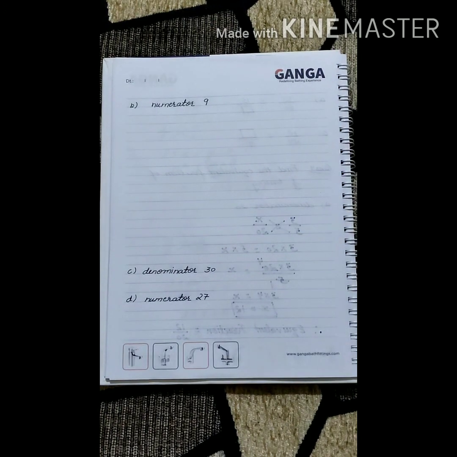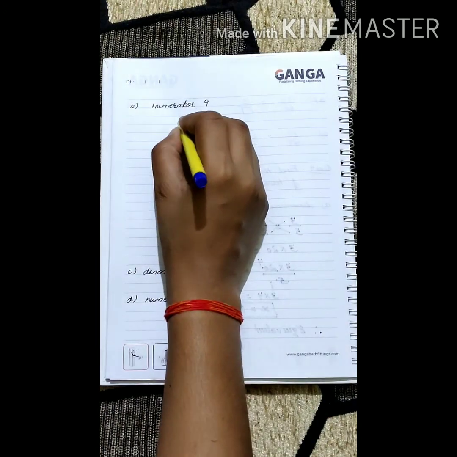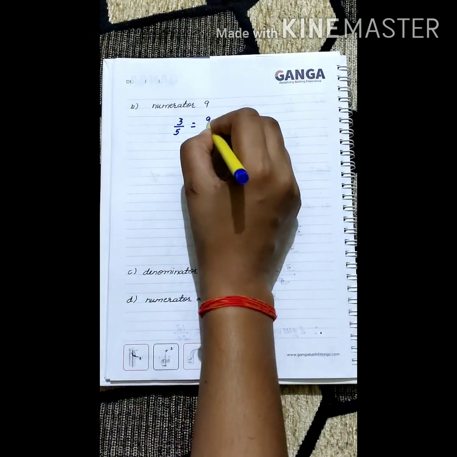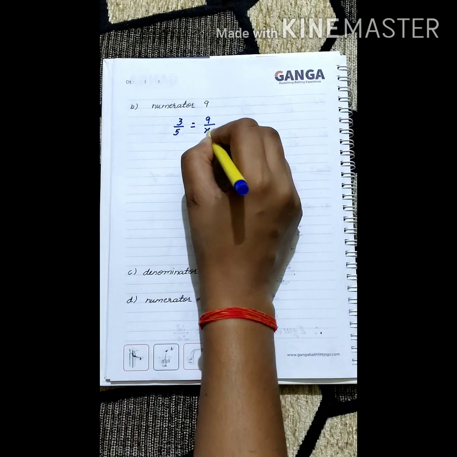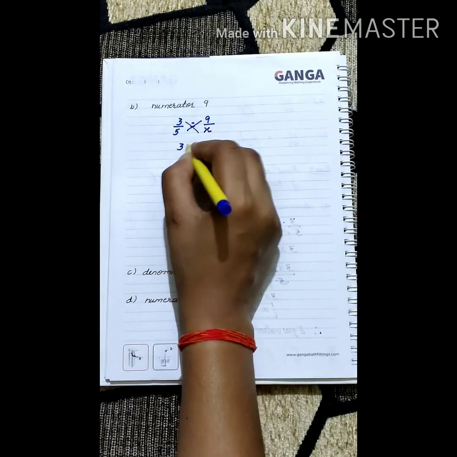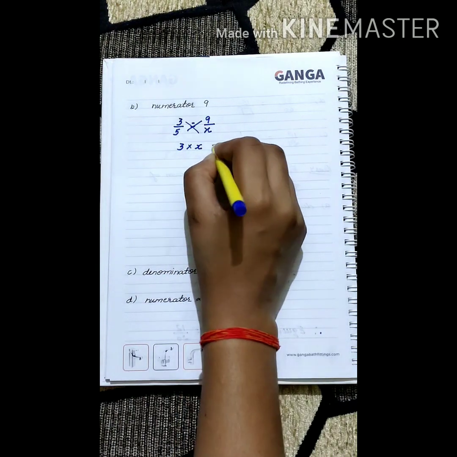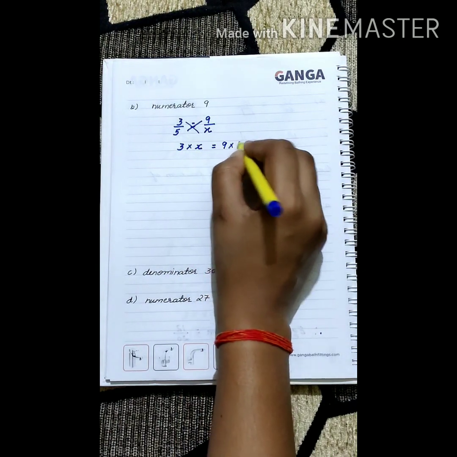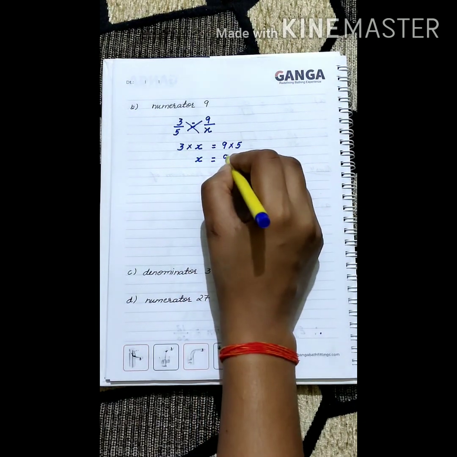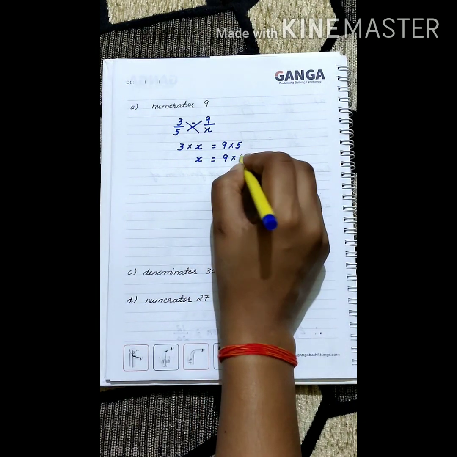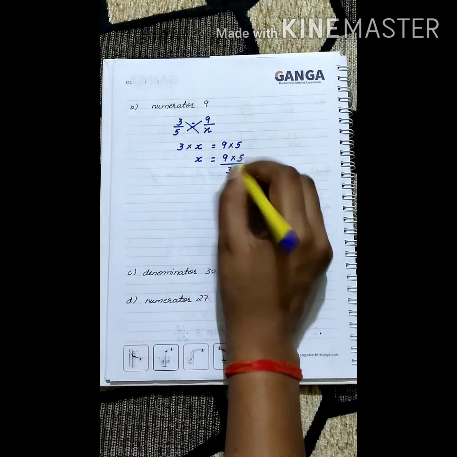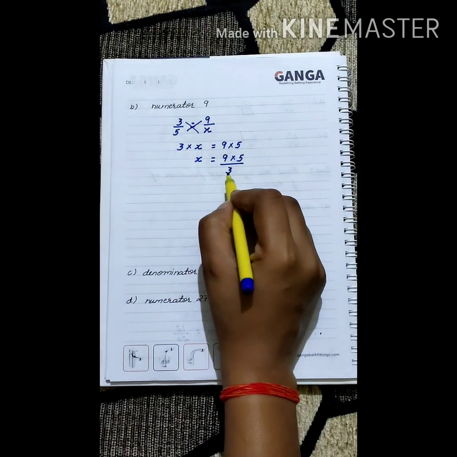B part, numerator 9. We have to find the equivalent fraction of 3 upon 5 that is having numerator 9. So we assume its denominator as x. Now we will do cross multiplication and we will get 3 multiply x is equals to 9 multiply 5. Now we will transfer 3 from LHS to RHS, and after transferring 3 is converted into division, and we will get 9 multiply 5 divided by 3.